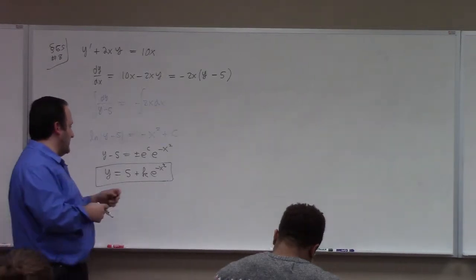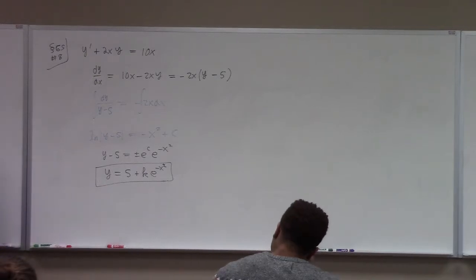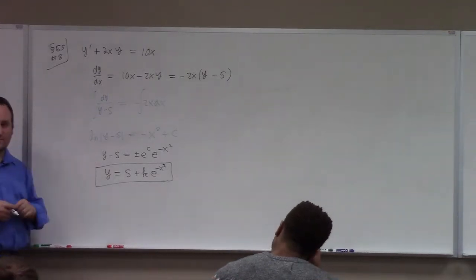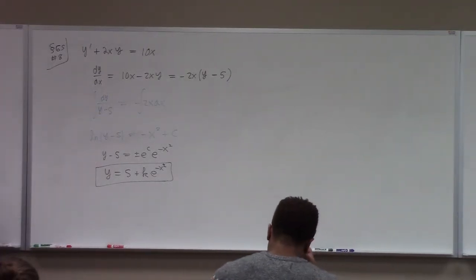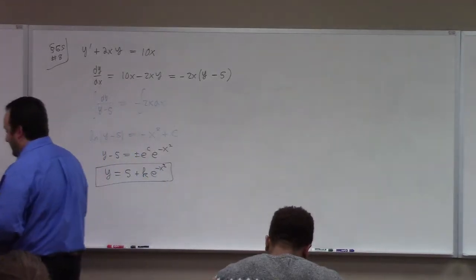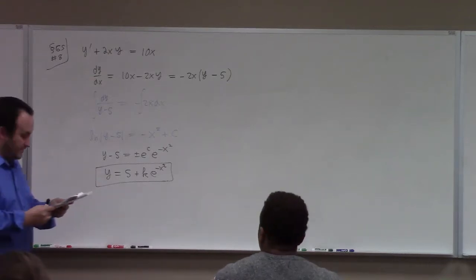But this is a slightly better answer because it at least allows y equals 5 as an answer by taking k equal to 0. So it's mostly right to leave it as e to the c, but you lose something. That's the other thing. I end up adding back in that extraneous solution by relabeling the constant. It wouldn't be reasonable to suppose that e to the c could be 0.